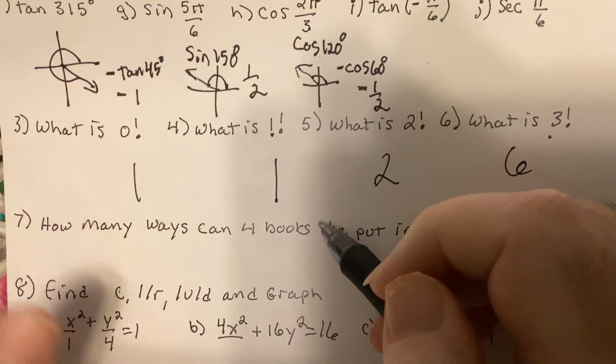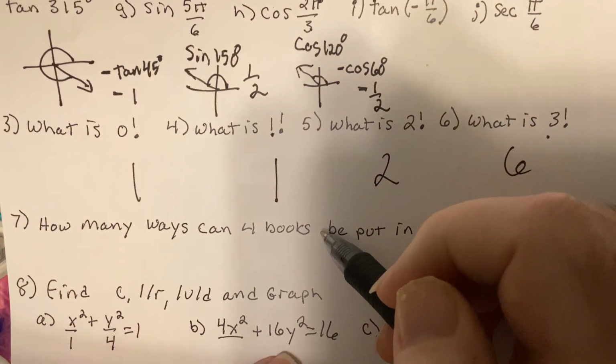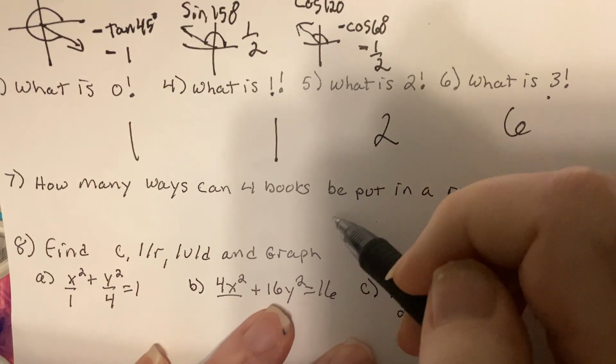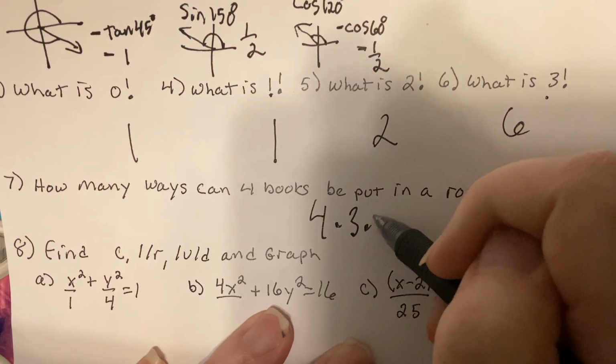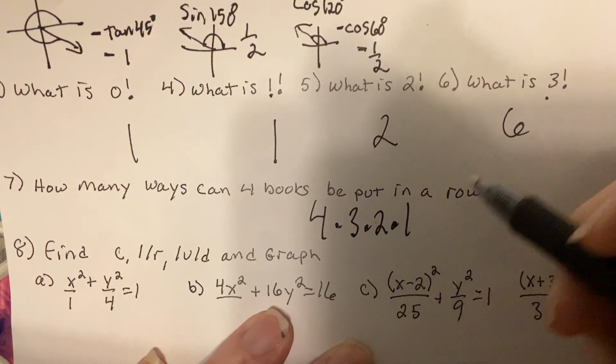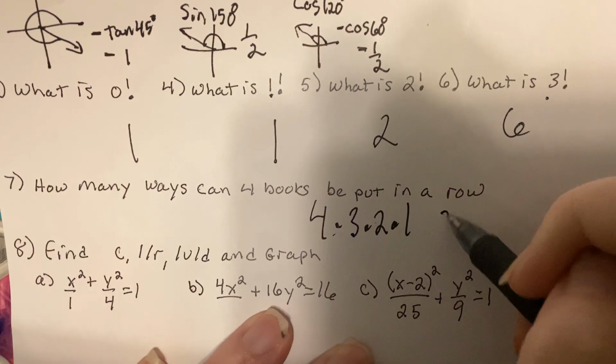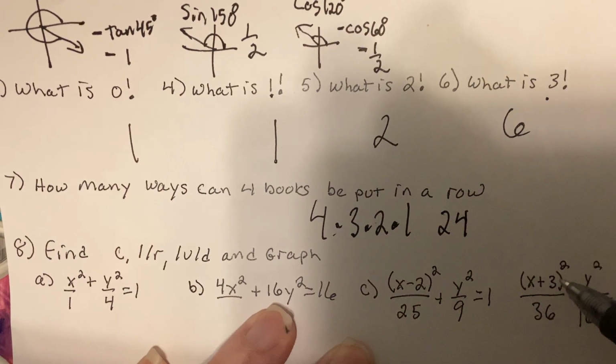3 factorial would be 3 times 2, which is 6. And then 4 factorial is 4 times 3 times 2 times 1. So it'd be 24 ways to put 4 books.